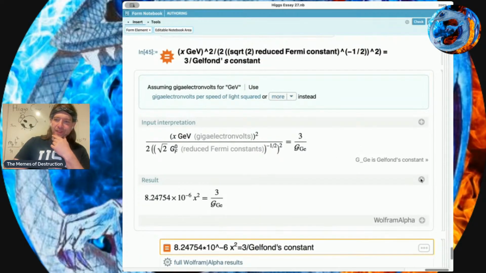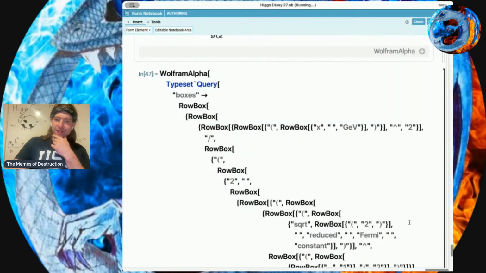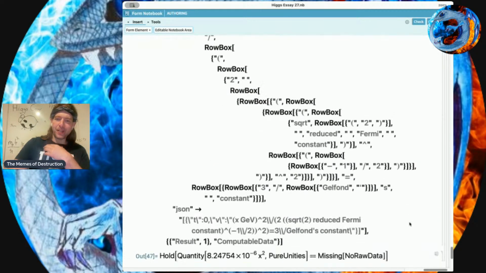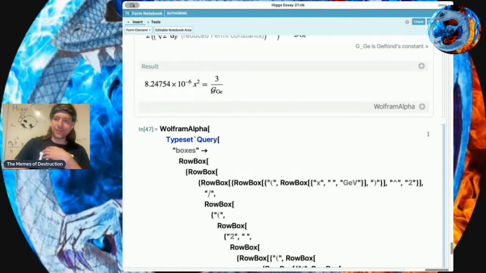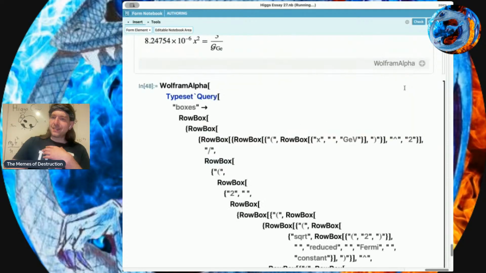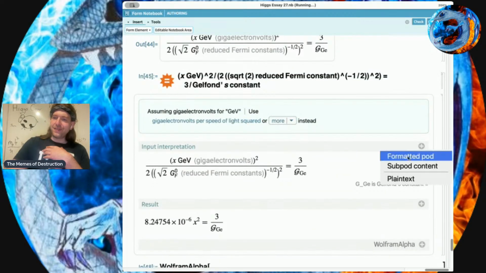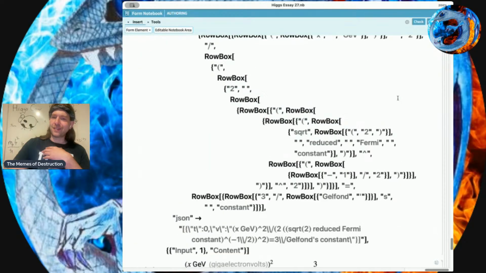Okay. So let's see. Computable data. It's going to be a pain in the butt. Yep, it's a pain in the butt, so I'll just output the normal stuff. Subpod content. And again, we'll put this all in little pretty charts and everything. Just get our work out there now.